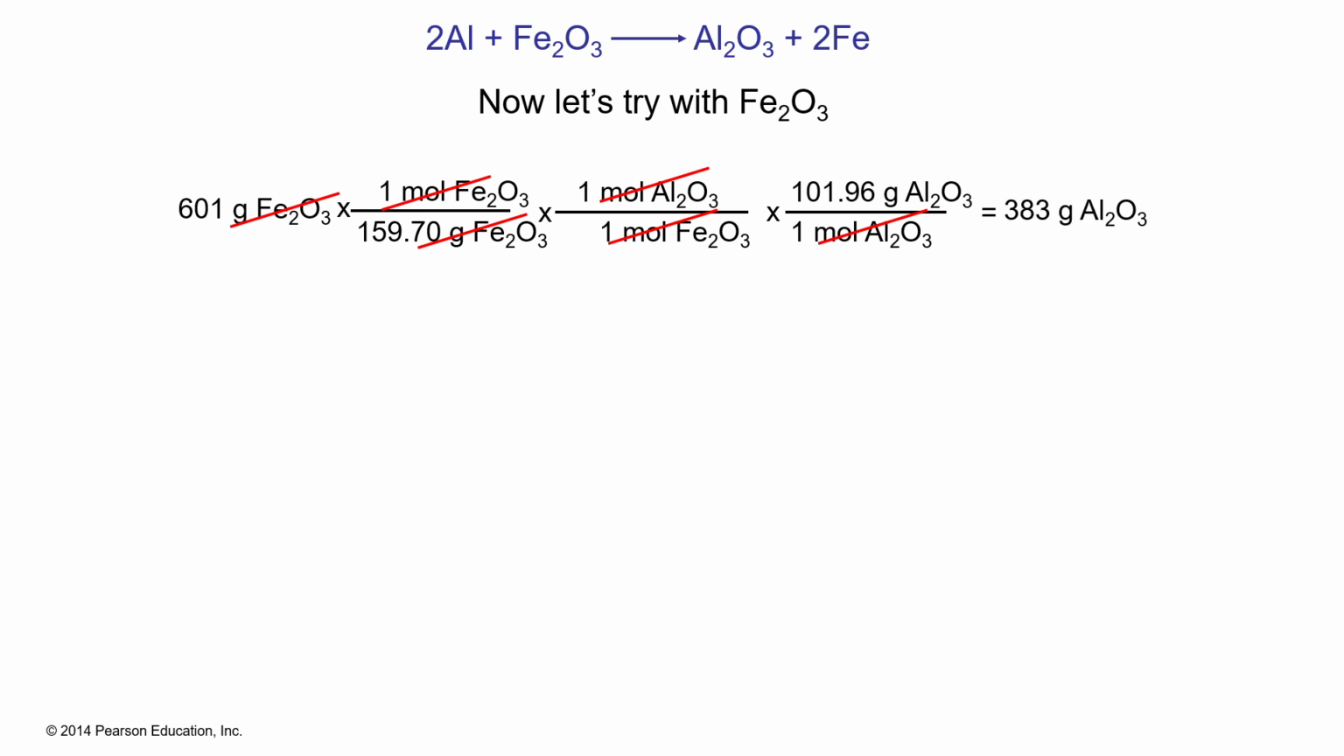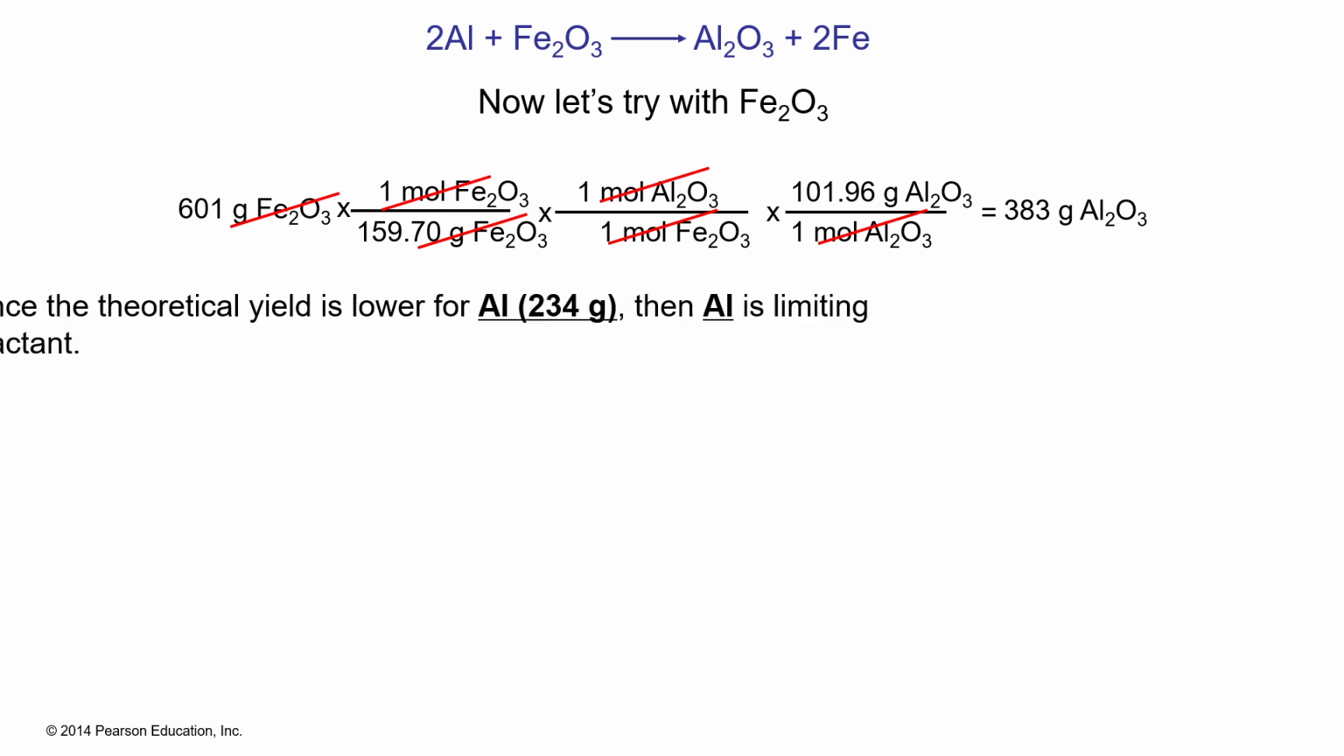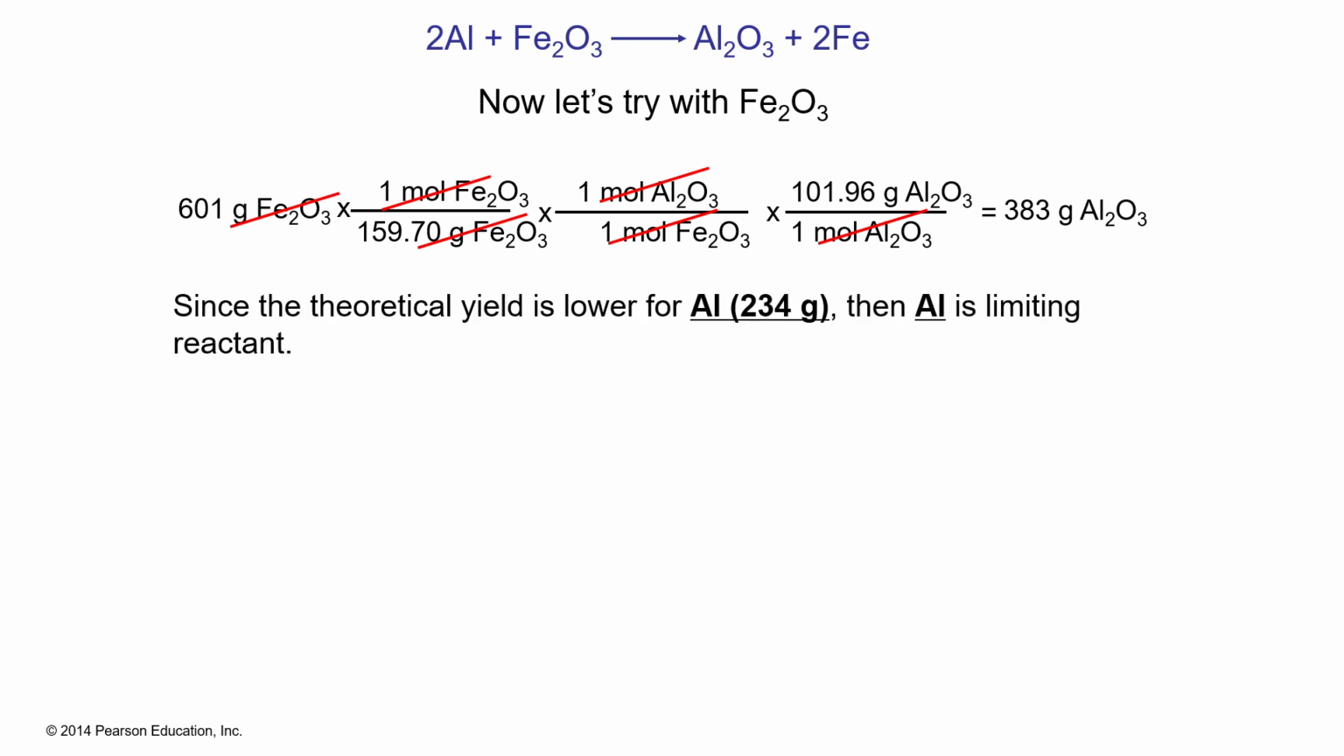Result is 383. Who was the limiting reactant? Well, since the theoretical yield is lower for aluminum at 234 grams, then that means that aluminum is the limiting reactant. And that means that we are not going to get more than 234 grams of aluminum oxide product.